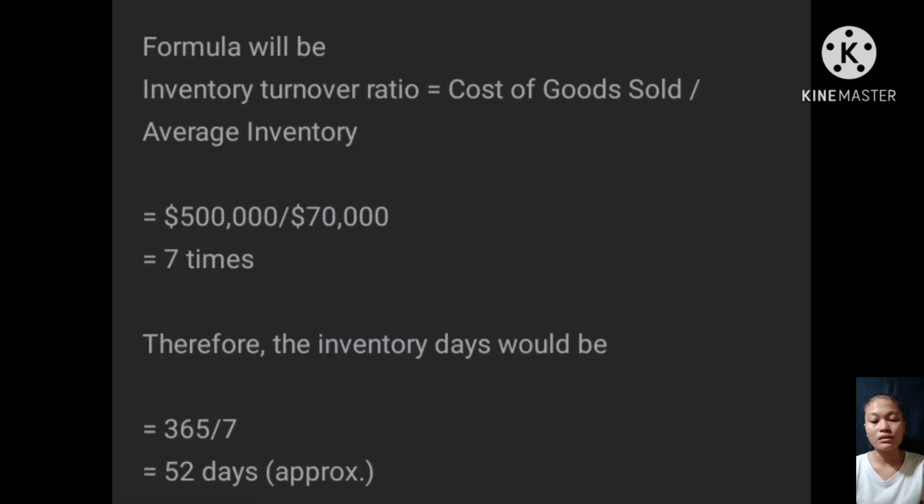The formula will be inventory turnover ratio is equal to cost of goods sold divided by average inventory. That would be $500,000 divided by $70,000 is equal to 7 times. Therefore, the inventory days would be 365 divided by 7 is equal to 52 days. It is the number of days in inventory.